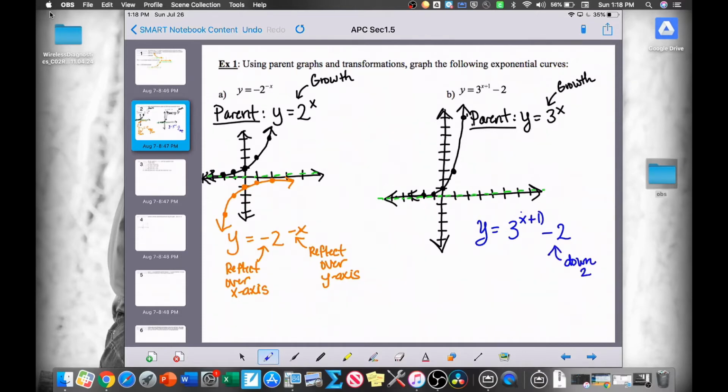And I know that this x plus 1 up here in the exponent means that I am going to have a horizontal shift. Be careful. Remember, the horizontal shifts are always opposite of what you expect. So if it says x plus 1, this is actually going to be shifted left 1. All right, so I just move each of my points left 1 and down 2. So left 1, down 2, left 1, down 2, left 1, down 2.